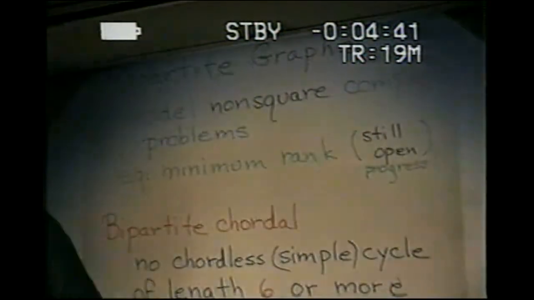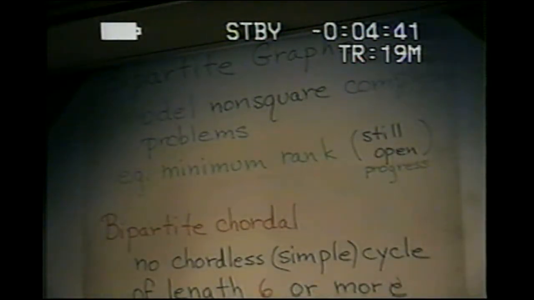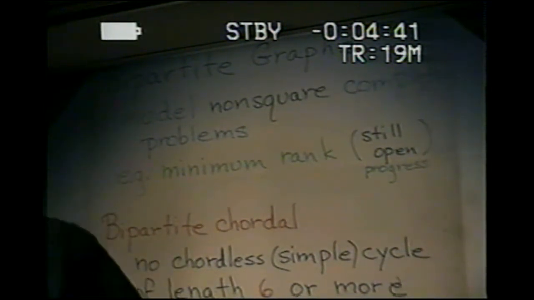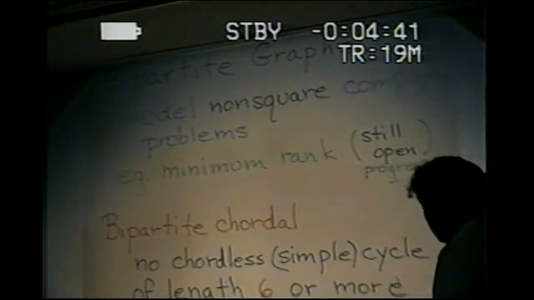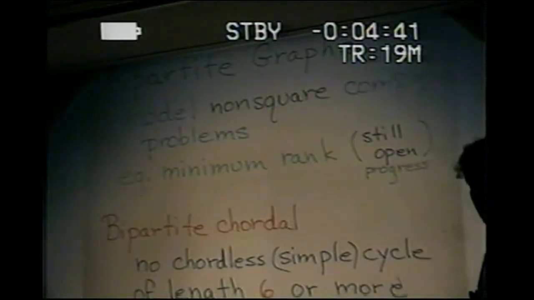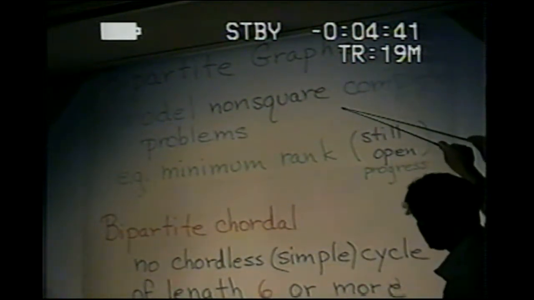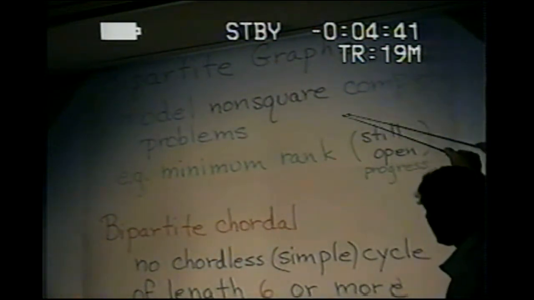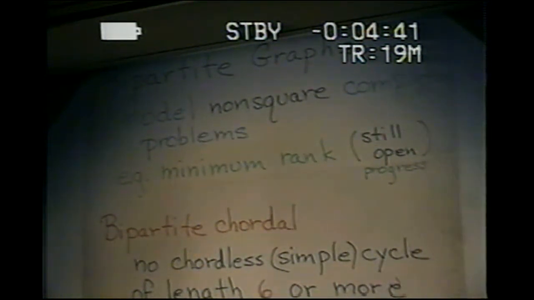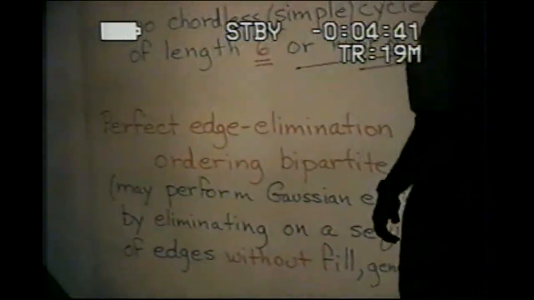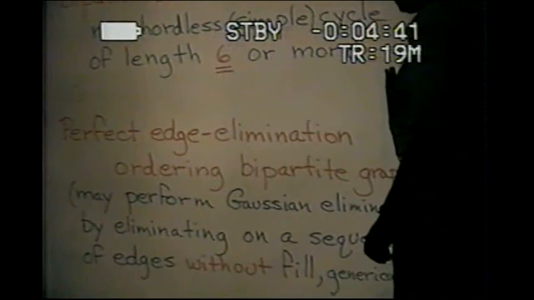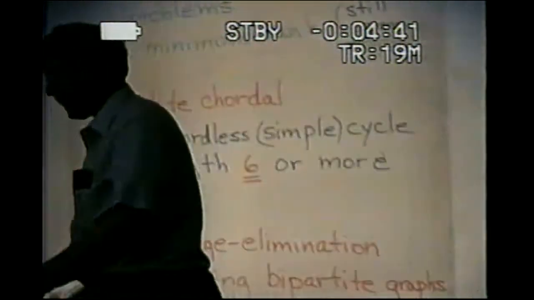I can model the positions of the specified entries with a bipartite graph, rows versus columns. I put an edge from row vertex i to column vertex j exactly when the ij entry is specified. Okay, so that's my bipartite graph.